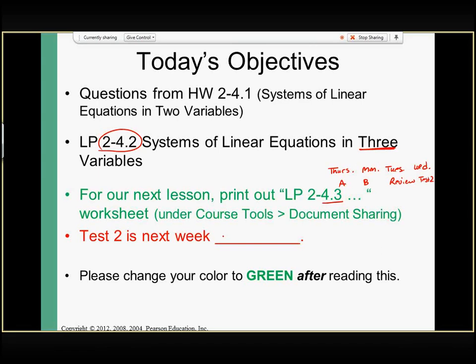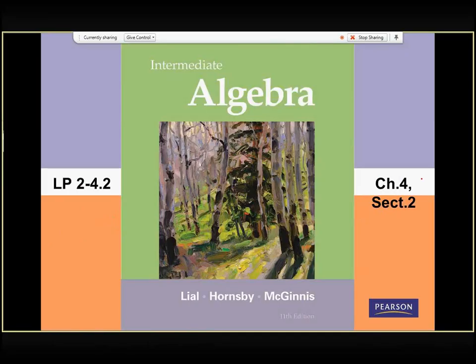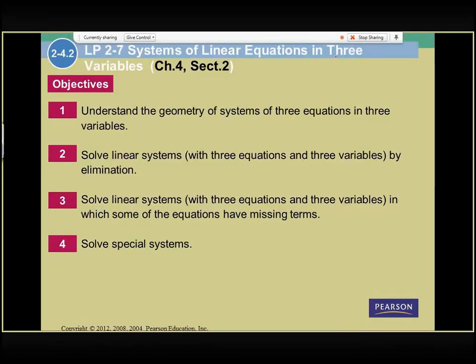So it's due online by 11:59 p.m. on Wednesday. If we can, we will review both days, Tuesday and Wednesday, and then you would take the test outside of class. Right? So this next section, 4.2, is solving system equations in 3 variables.